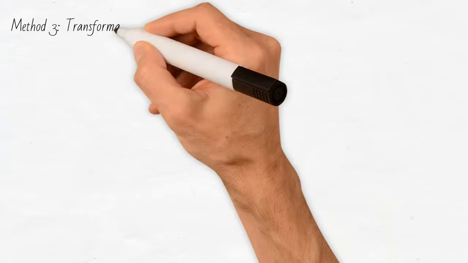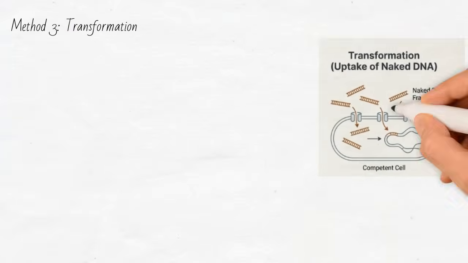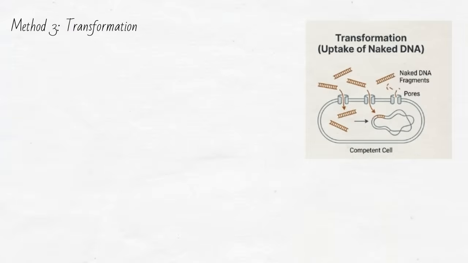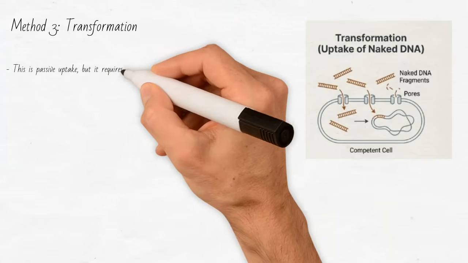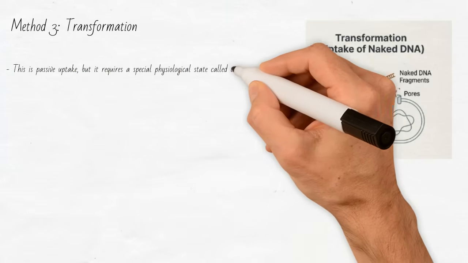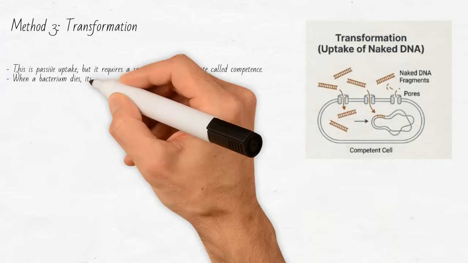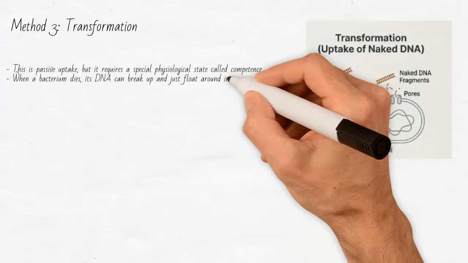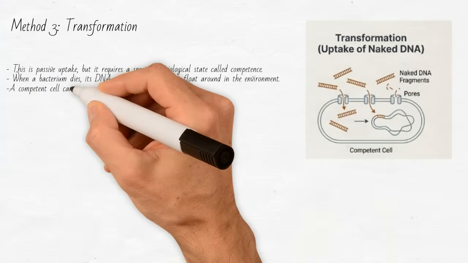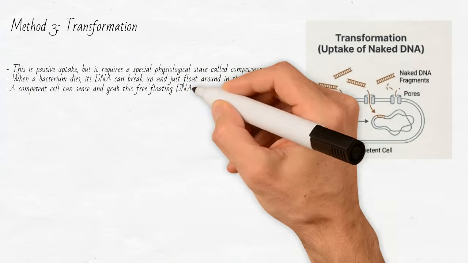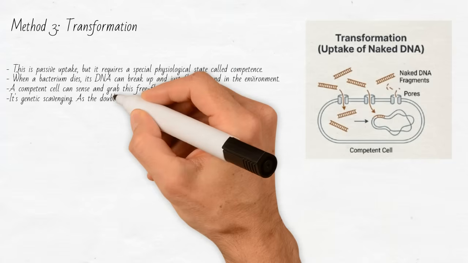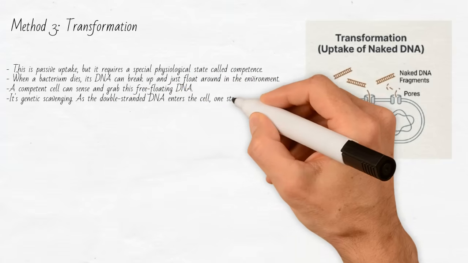Method 3, transformation, the uptake of naked DNA. This is passive uptake, but it requires a special physiological state called competence. When a bacterium dies, its DNA can break up and just float around in the environment. A competent cell can sense and grab this free-floating DNA. It's genetic scavenging. As the double-stranded DNA enters the cell, one strand is usually destroyed.